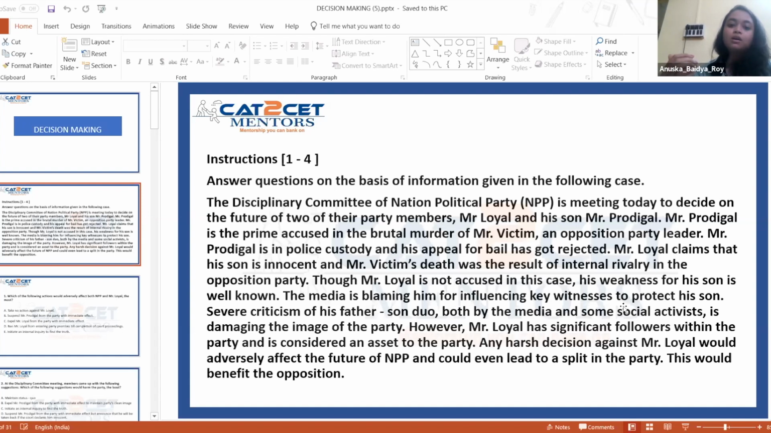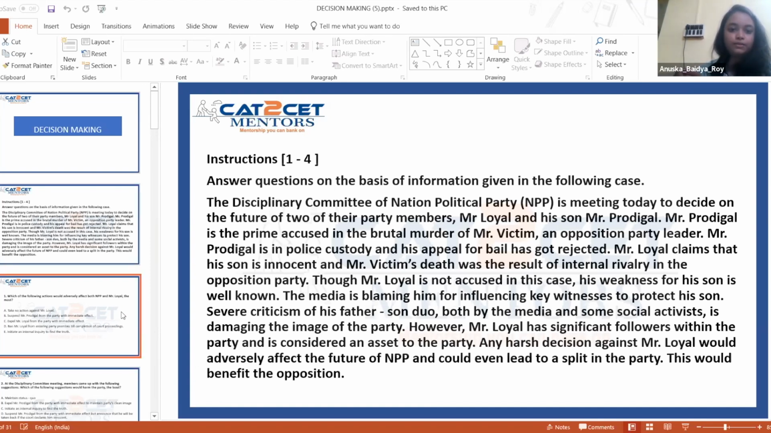Now, because this father is trying to save the son, if the party retains this person, the party image is getting destroyed. However, what is at stake if the party lets go of Mr. Loyal? He is an asset to the party. He has a number of followers, and if he leaves, there will be a split in the party. Okay, so these are the things that we have to note.